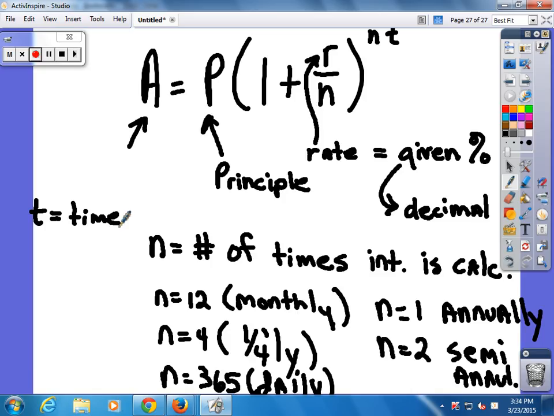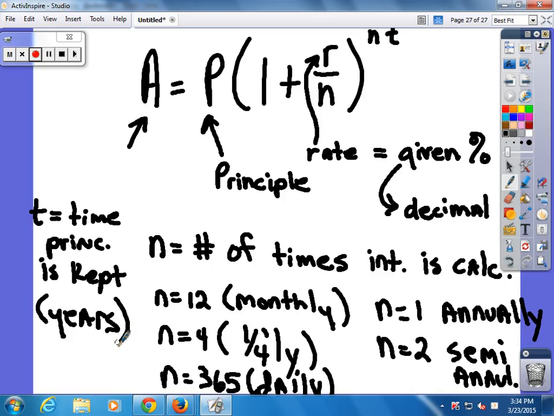Time, money, time principal is kept. And 99% of the time it's going to be in respect to years. So if I tell you that you kept your money in the bank for 6 months, what would T be?